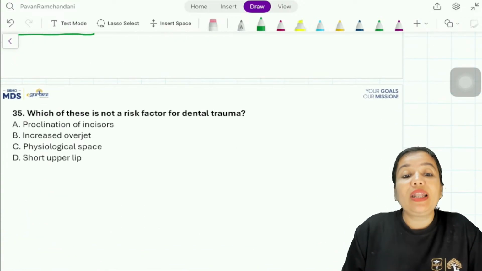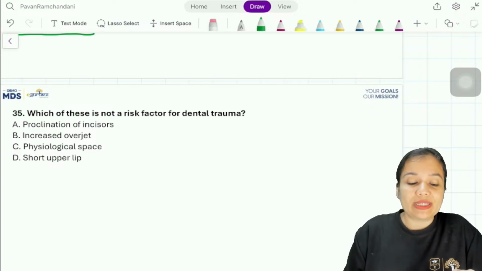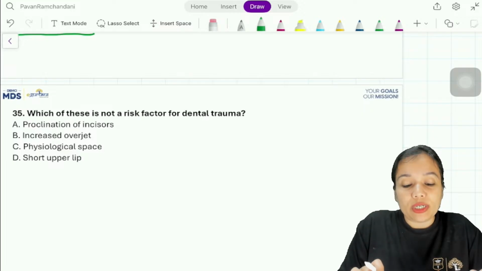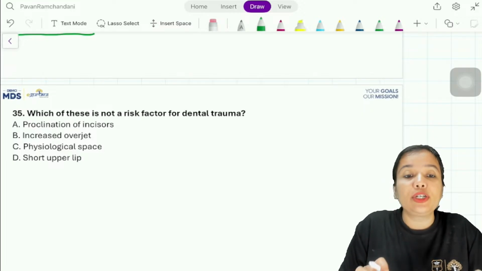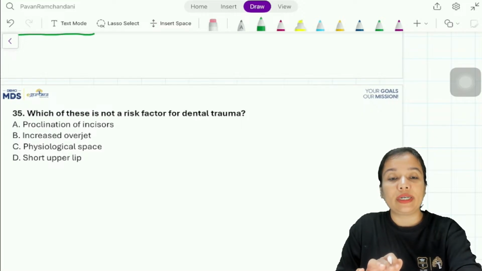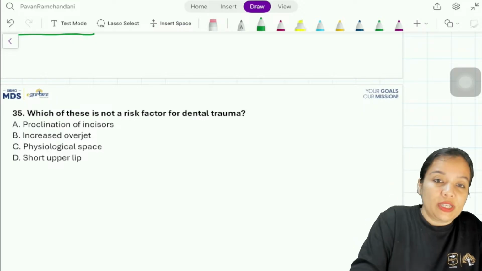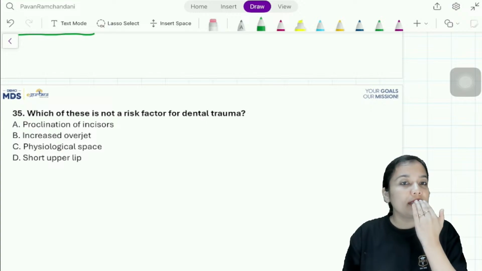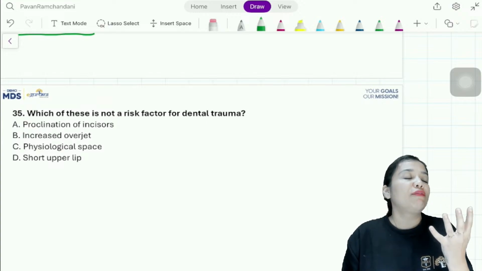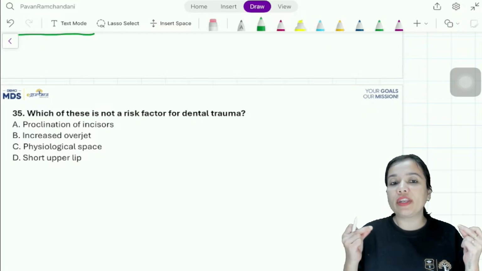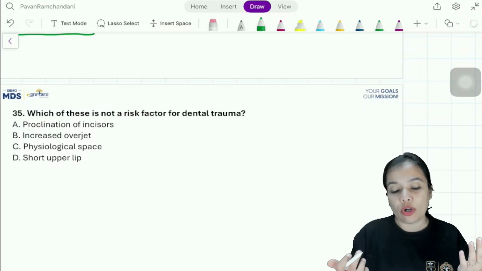Now we come on to the last question of today's session, which is, which of these is not a risk factor for dental trauma? So which of these is not a risk factor for dental trauma? The options given is proclination of incisors. It is a risk because the teeth will be proclined. If a child falls, the dental trauma to the proclined teeth will be very quick. So that is a risk for dental trauma.